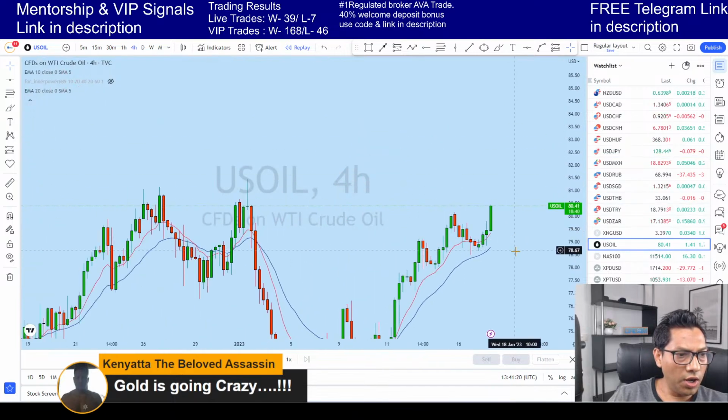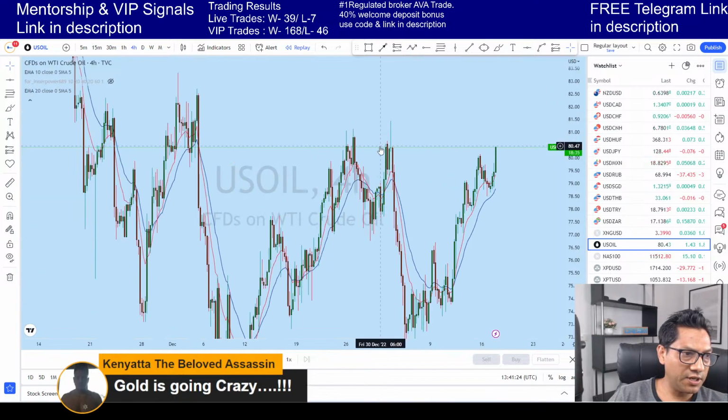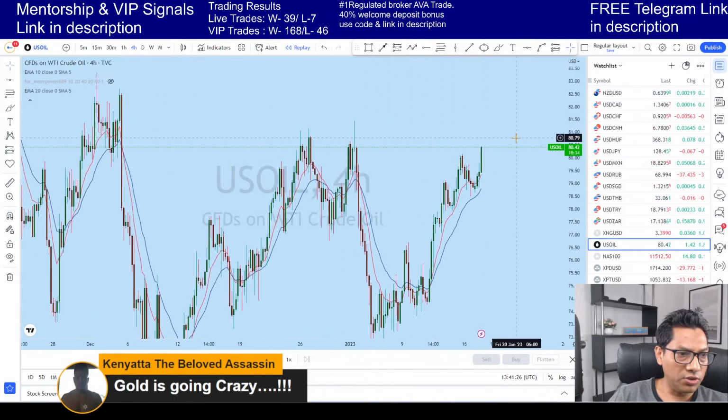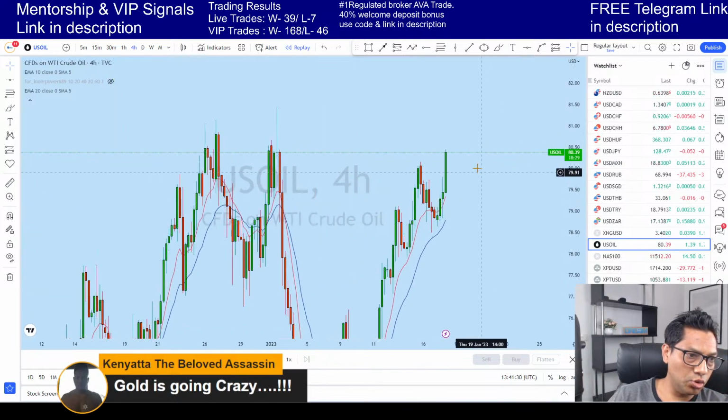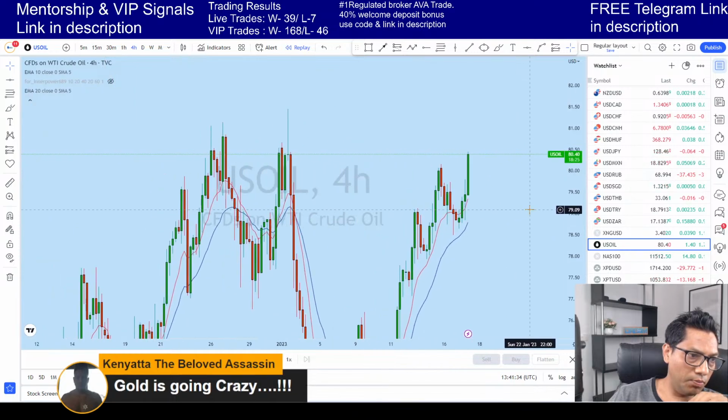So US oil looks bullish. This is exactly what was expected, US oil to come back. Because US oil is getting bullish, CAD is getting stronger. With that CAD news, we saw that oil got a very strong bullish momentum.